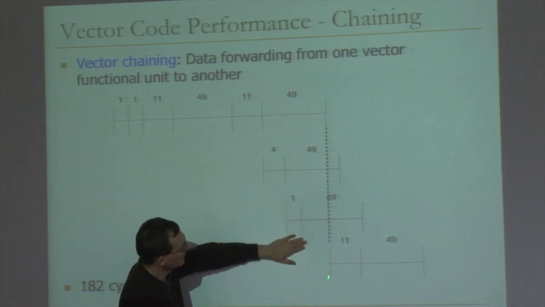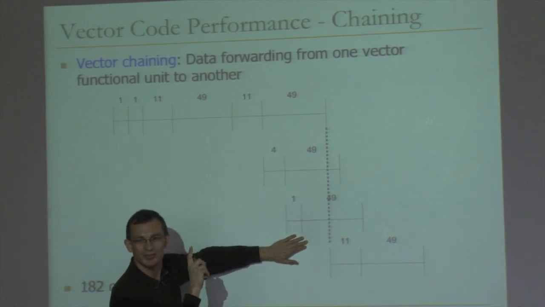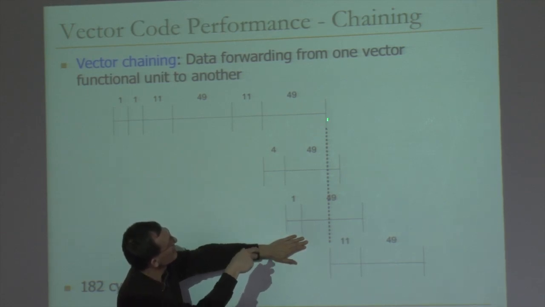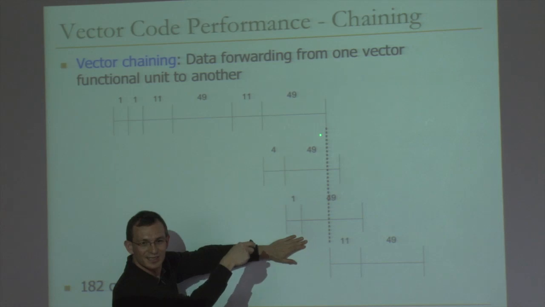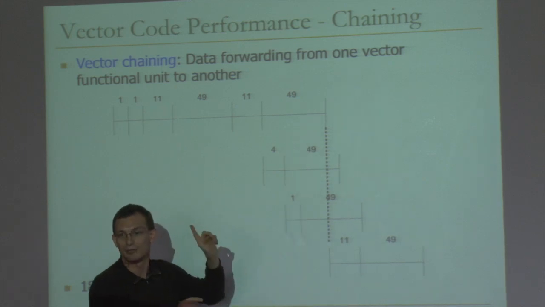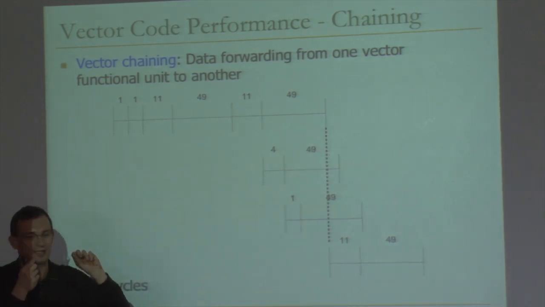But I start the store over here. Because remember, the memory had only one port. We need to finish the load of, I don't know how many elements over here, but definitely the 50th element, before we can start the store of the first elements. Because memory has only one port. Does that make sense? OK.